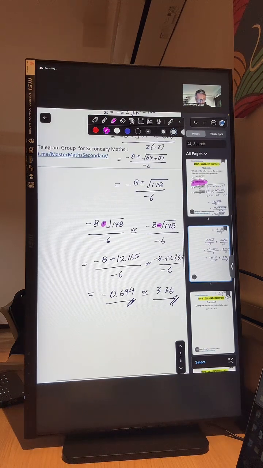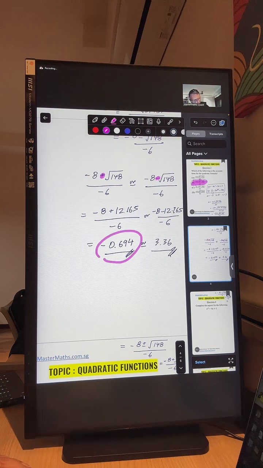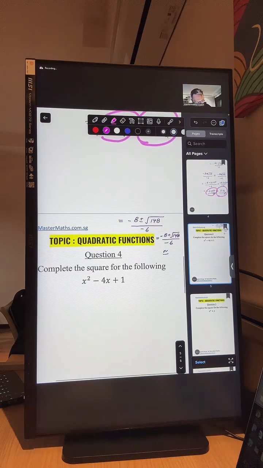Okay, so key into your calculator, and after a few tries, this should be your final answers. Did you all get this? Guys, did you manage to get the answer? Minus 0.694 or 3.36. Okay, let me erase this. This part here, no need to have it already.